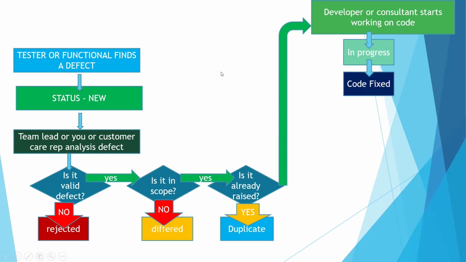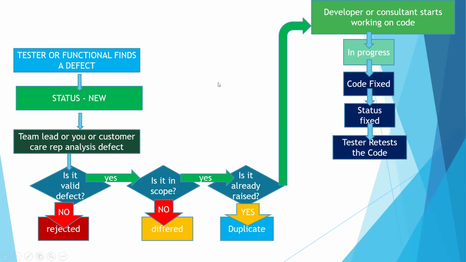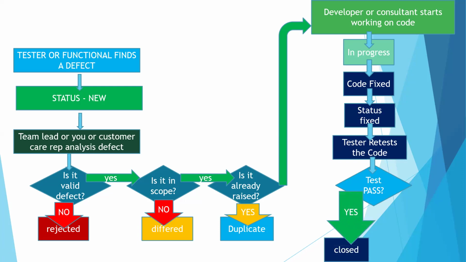Either the code is fixed or the configuration is fixed. I kept this as an example of code being fixed, but it might be configuration, or data maintenance, whatever it may be, it is fixed. Once this is fixed, you change the status from in progress to fixed. The next step is that a tester retests the code, configuration or functionality; that can be done by your end user or your quality team. If it passes, then close the defect.